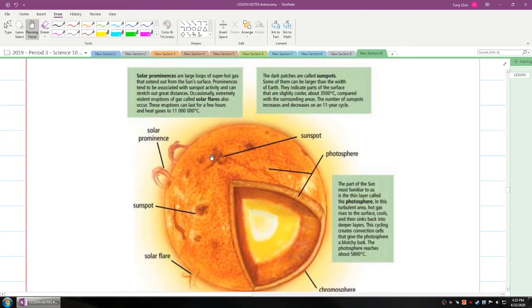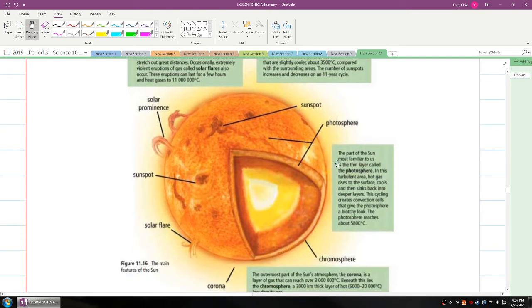Sunspots, on the other hand, are dark patches. Some of them are actually larger than the Earth itself. They indicate parts of the surface that are slightly cooler, about 3,500 degrees Celsius, versus the other parts. The number of sunspots increases and decreases on an 11-year cycle.